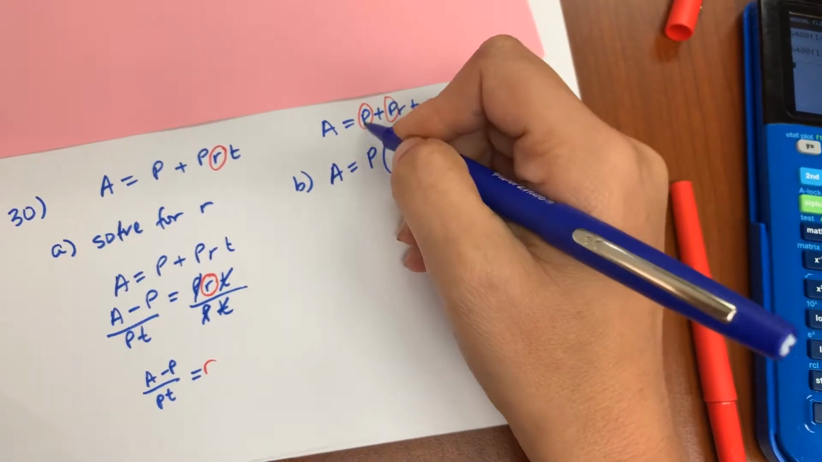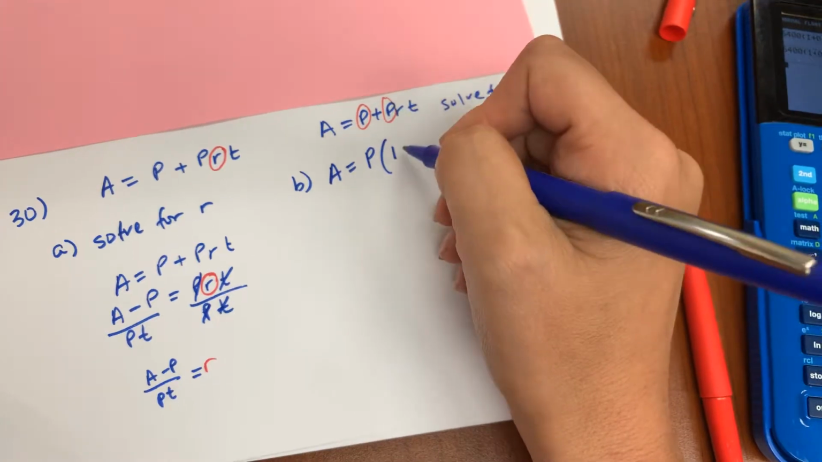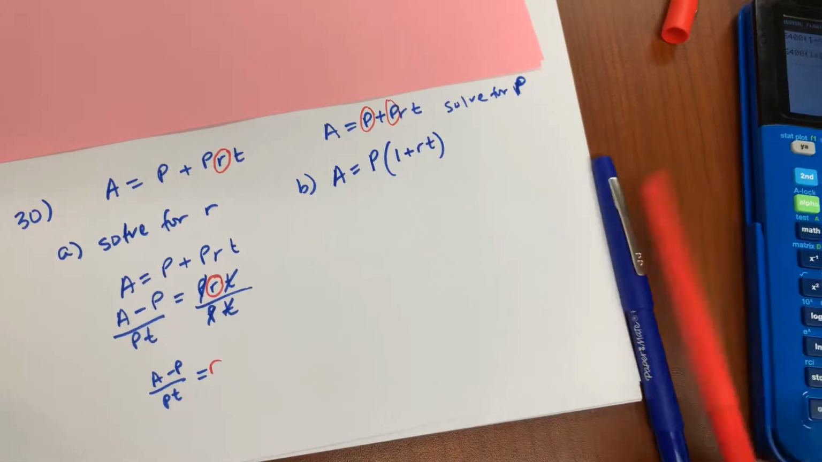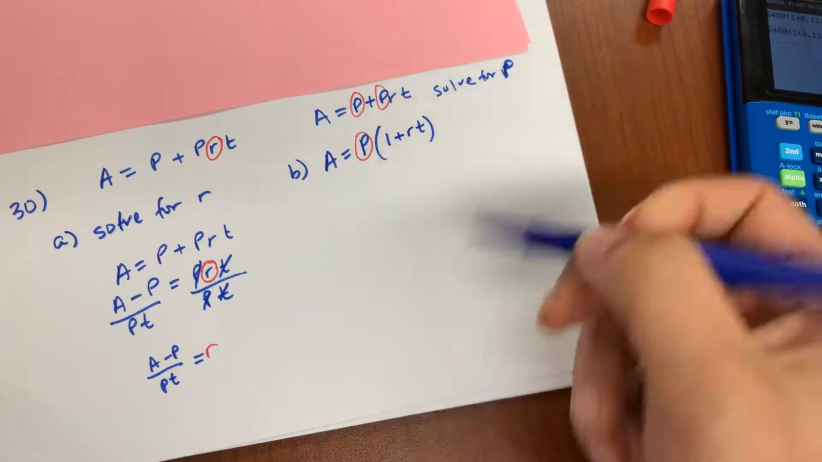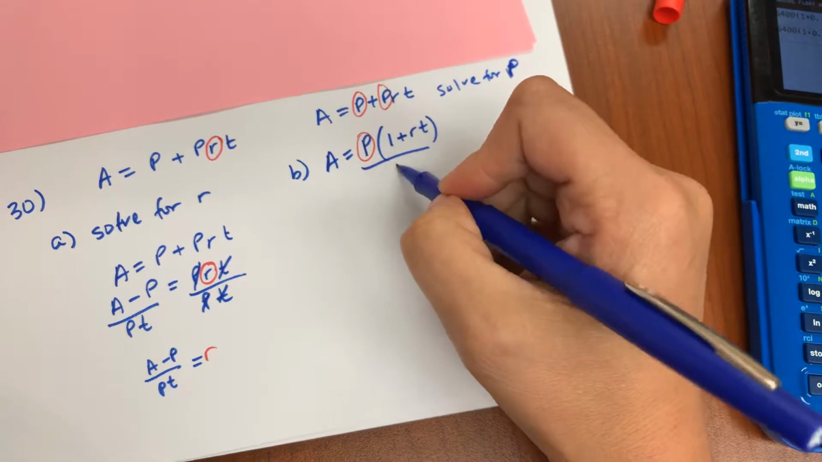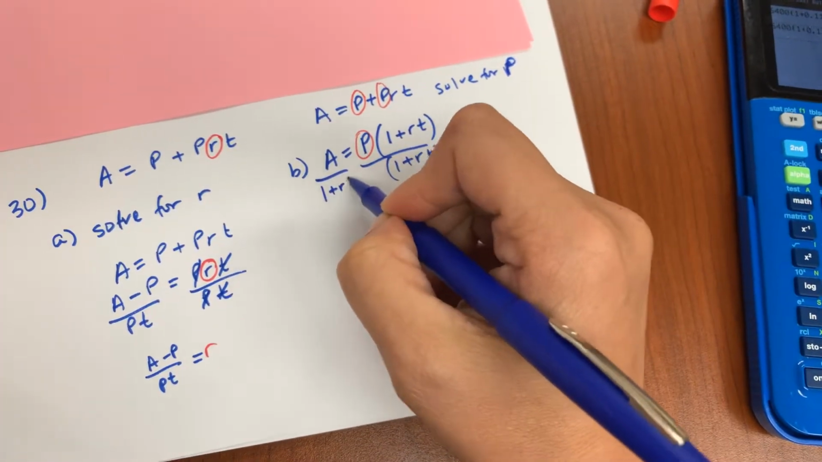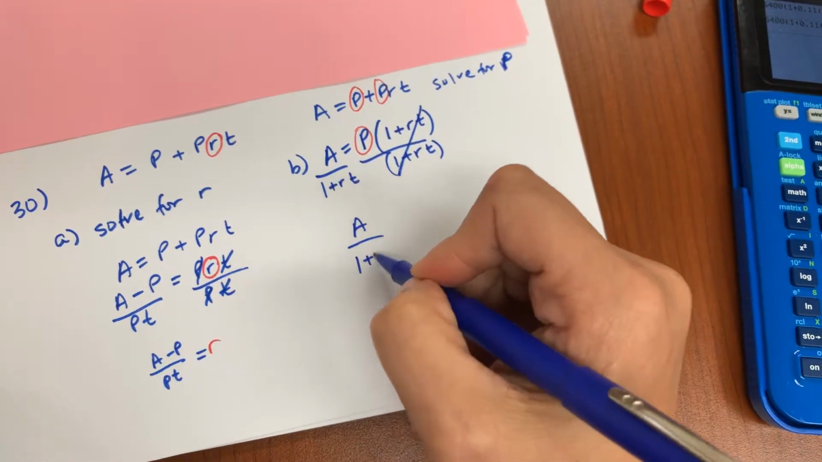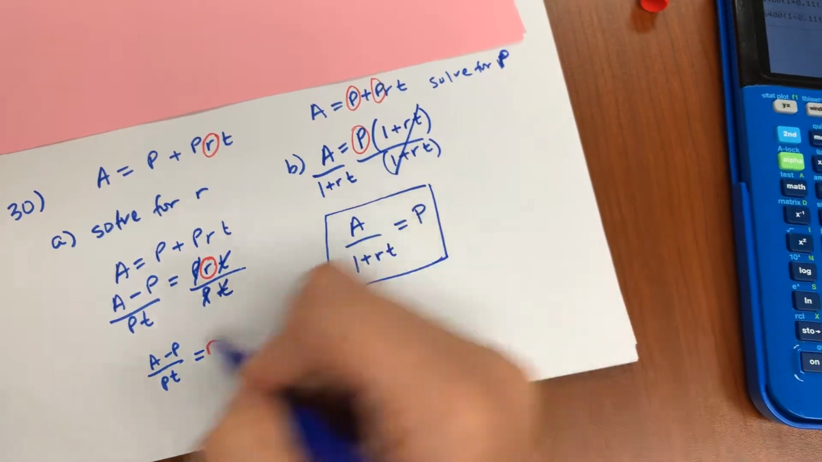So P times what would have given me P? It would have just been 1. P times what would have given me PRT? So it must have been the R and the T. So now I have just the letter P one time joined together with multiplication. So what's the opposite of multiplication? Division. So I can just divide by that whole thing. And these cancel out, and I'm left with A divided by 1 plus RT equals P, and that's my answer.